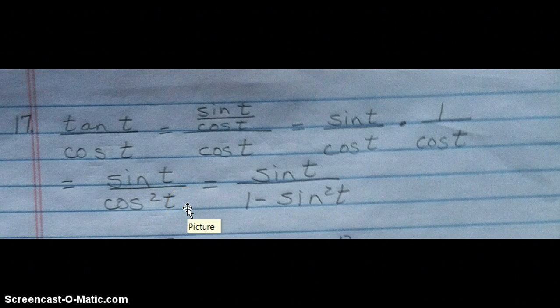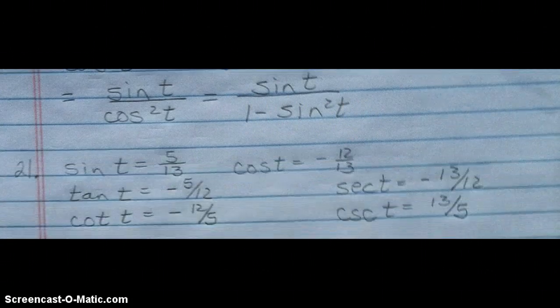We need to rewrite cosine in terms of sine. We know that cosine squared plus sine squared equals 1. So if you subtract sine squared from both sides, you get that cosine squared is 1 minus sine squared. So we can replace cosine squared with 1 minus sine squared, and then everything is in terms of sines.